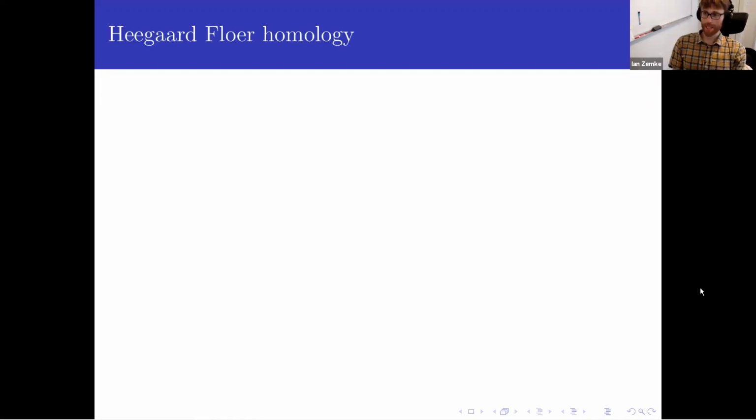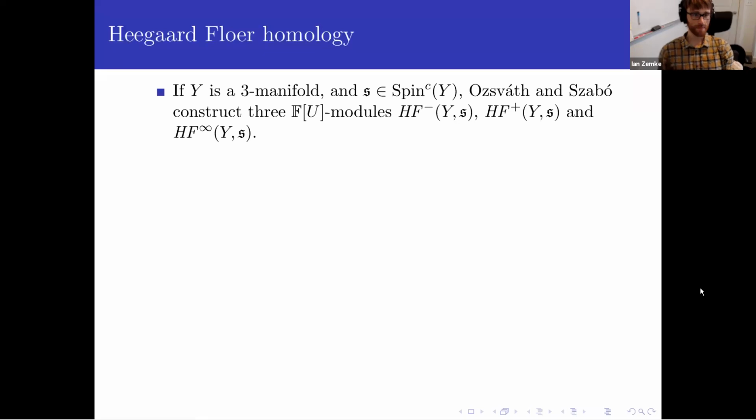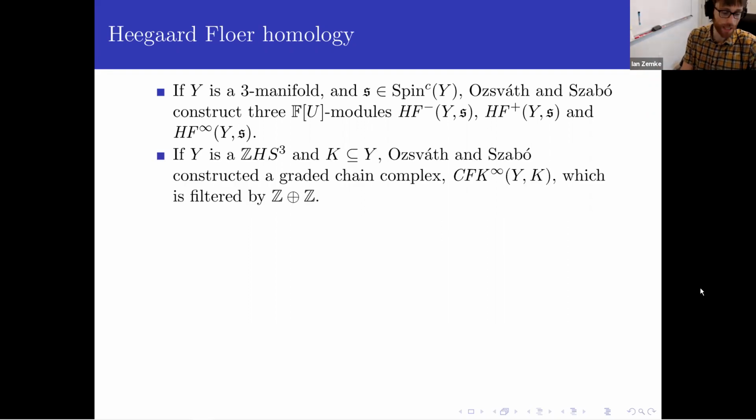So let's just begin with some recap of what all the terms of discussion are. We're studying three manifolds, and the most basic object that we're going to study is Heegaard Floer homology. If you take a spin C structure on a three manifold, Ozsváth and Szabó tell you how to construct these chain complexes, which we take homology of, and we get these F[U] modules. U is just a variable. We take homology, and we get these modules, which we sort of know and love.